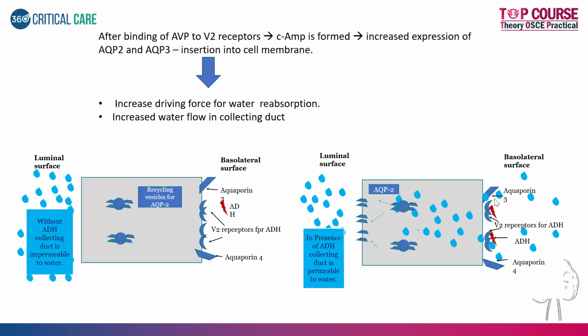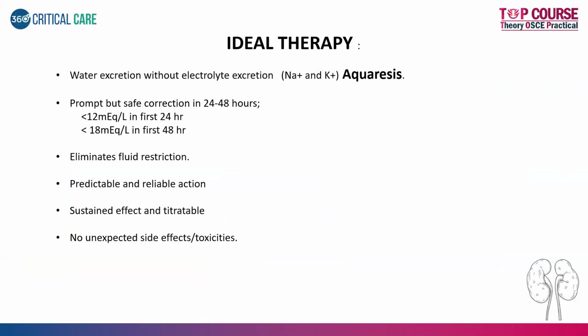So this is something that we need to block. By blocking this, we can cause a correction of hyponatremia in these patients, that is euvolemic hyponatremic patients. So the ideal therapy, which was focused for the use of vaptins, is aquaresis. So this is what you need to understand. What does aquaresis mean? There is water excretion, but there is no electrolyte excretion. That is, both sodium and potassium are unaffected. So the term used is aquaresis.